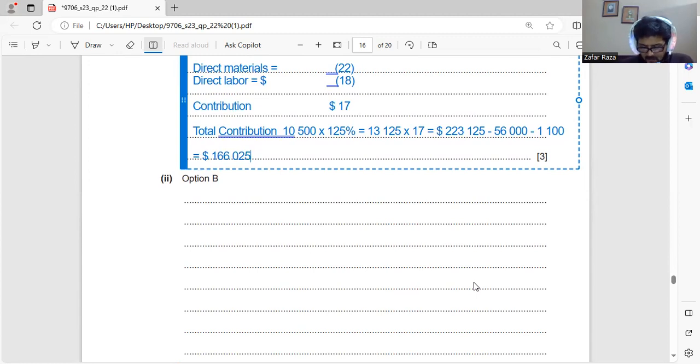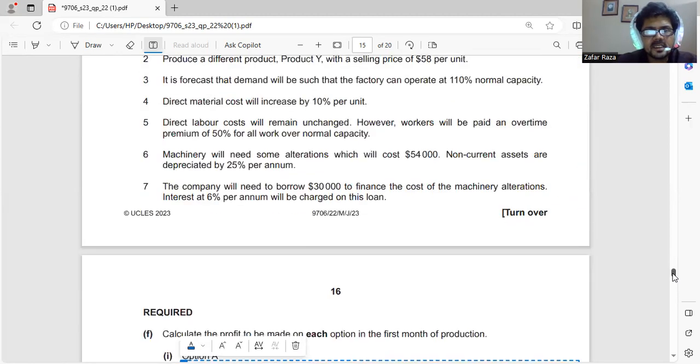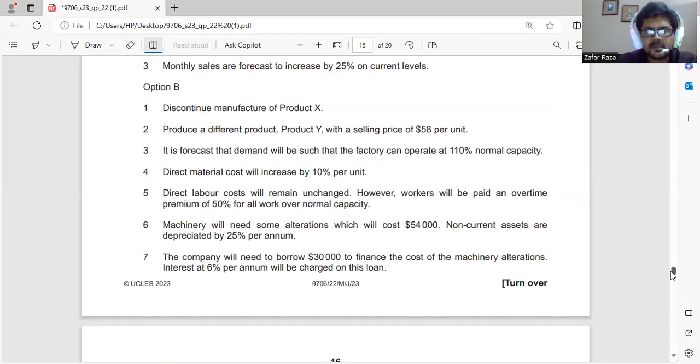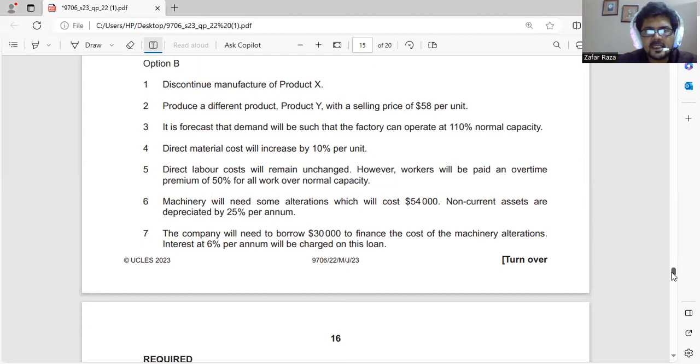For option B, we have to do certain workings because there are so many things we have to consider about option 2. First thing, discontinue the manufactured product. Now produce product Y, selling price $58. The factory can operate at 110% of normal capacity. So it means normal capacity is 14,000 multiplied by 110%, 15,400 units. And selling price is 58.